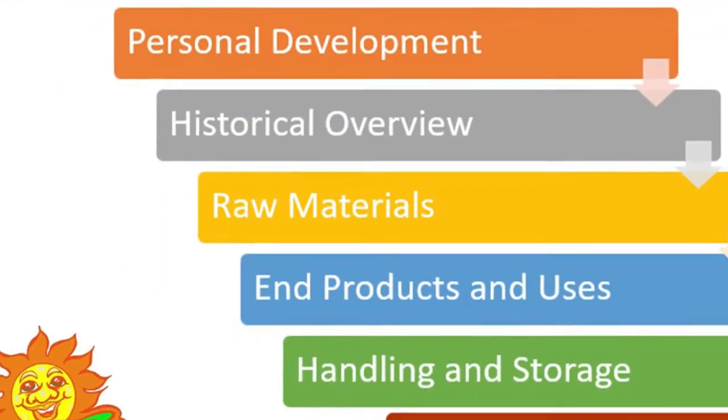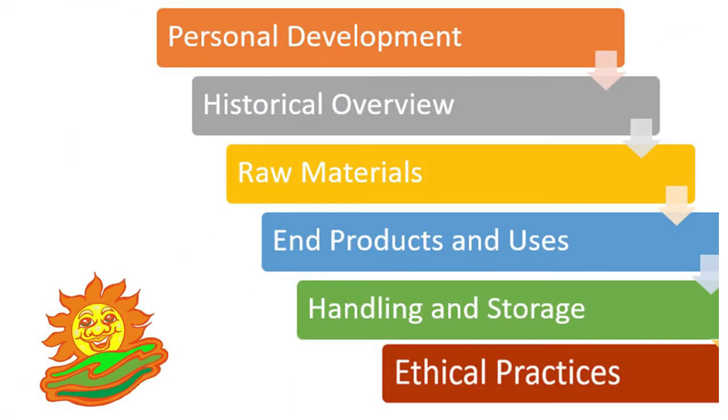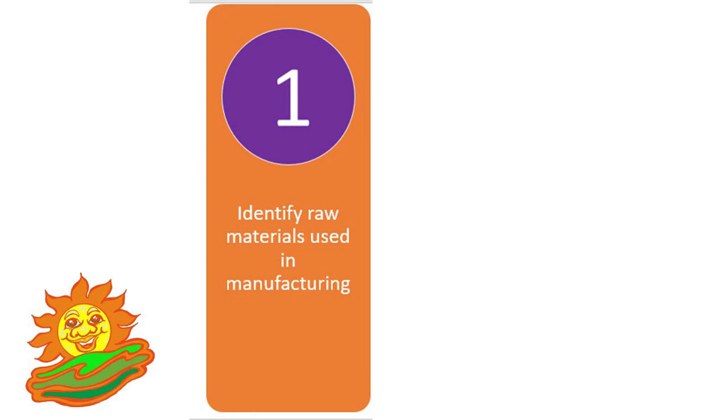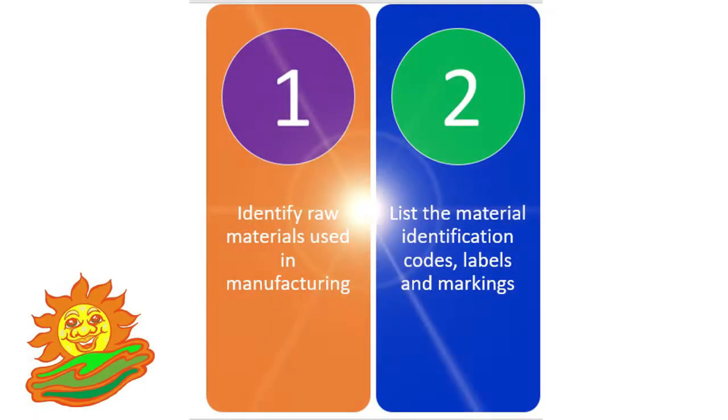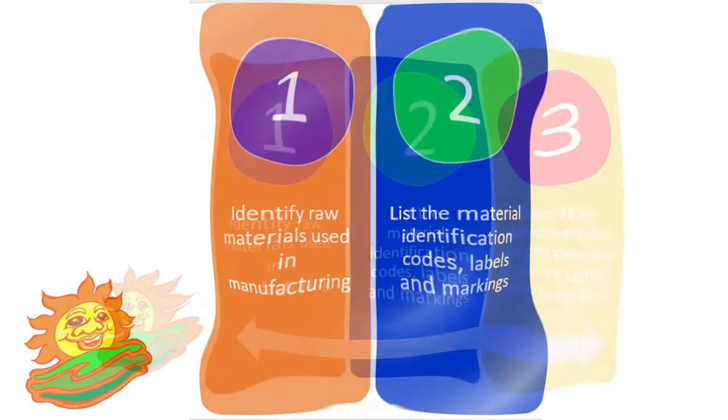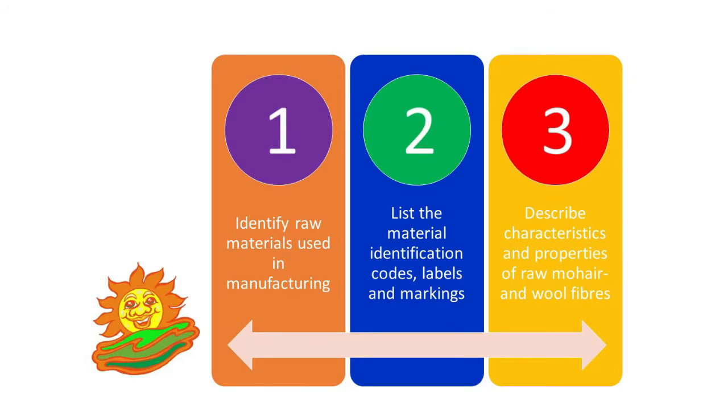In Section A of the program, Materials Used and Produced in the Wool and Mohair Factories, you learnt about the history of mohair and wool in South Africa. In Section B, you will consider the raw materials used in the manufacturing process. After completing the section, you will be able to identify the primary raw materials used in factories when producing raw mohair and wool. List the material identification codes, labels and markings as required in your workplace. Describe the characteristics and properties of raw mohair and wool fibers.